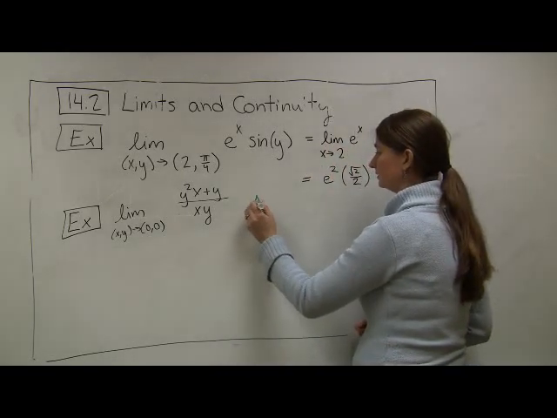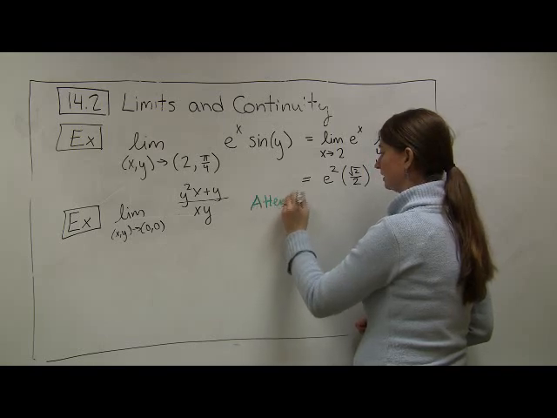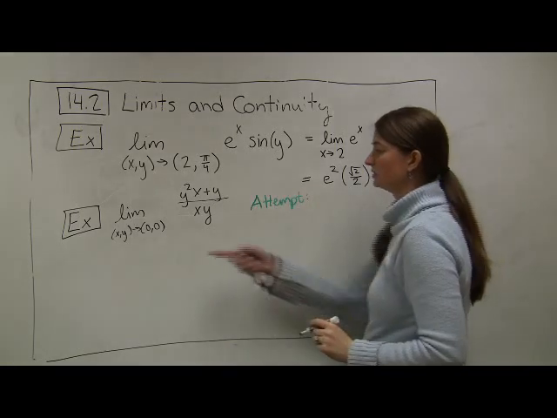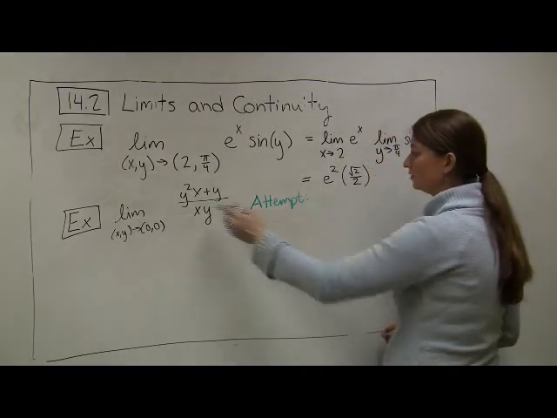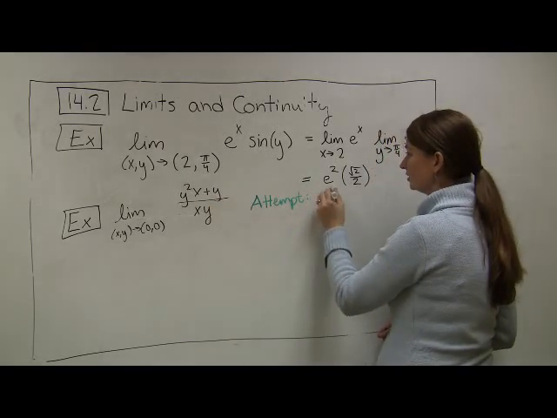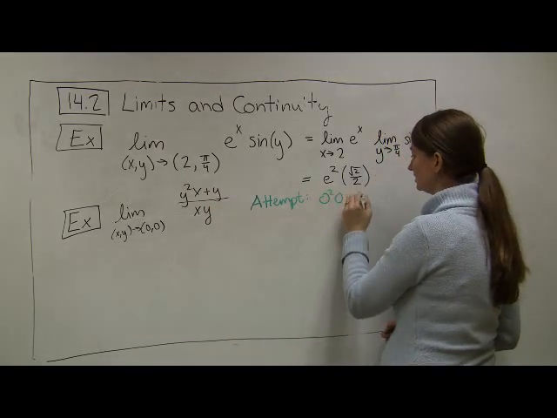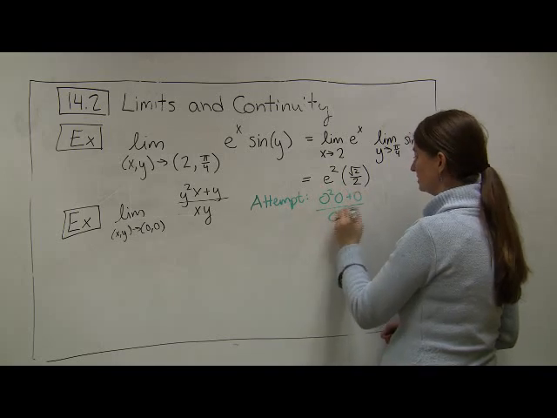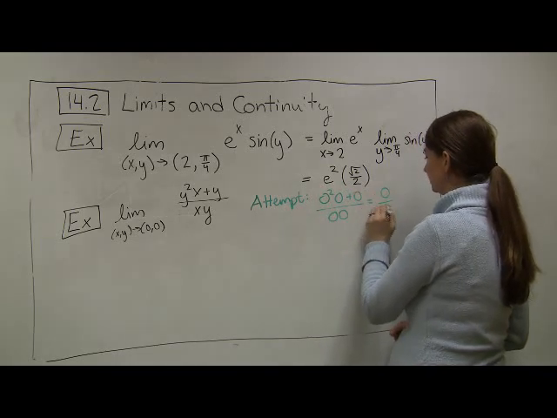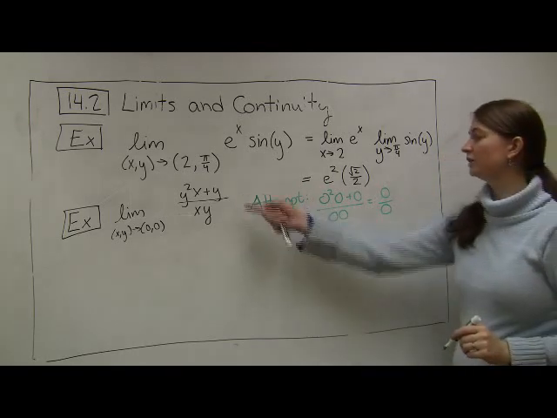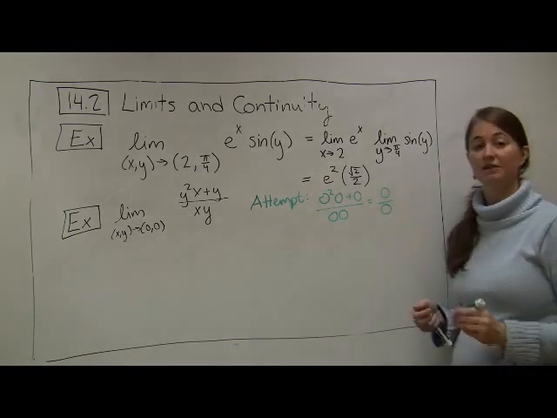My attempt, this is what I want to do, is just plug in (0, 0), and you end up seeing that that will give me 0 squared times 0 plus 0 all over 0 times 0, which is 0 over 0. So if I do direct substitution, I see that I get an undefined result.